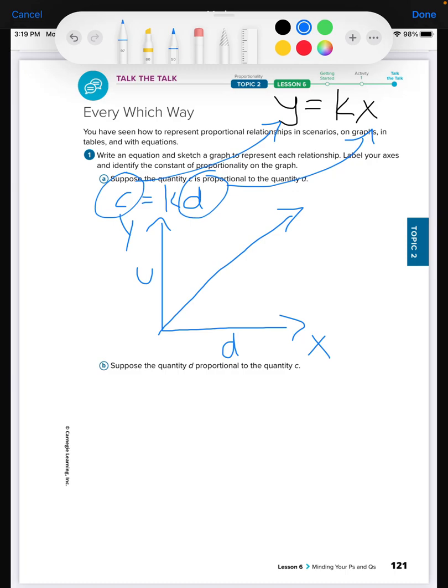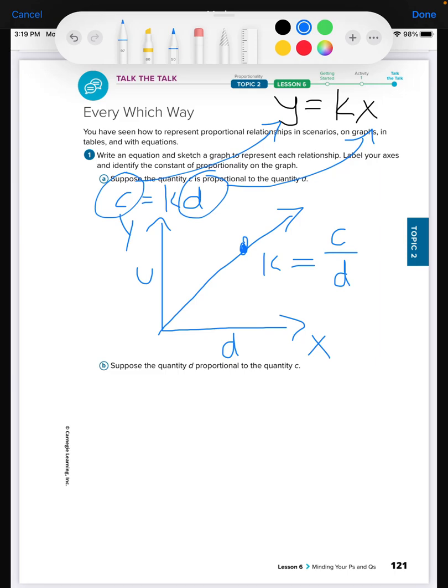And then they want to know what the constant of proportionality is. So K equals y over x. So in this case, it'd be C over D. So I want you to try the next one on your own. I want you to pause it, try the next one on your own, and whenever you're ready, hit play, and then we'll walk through it together.